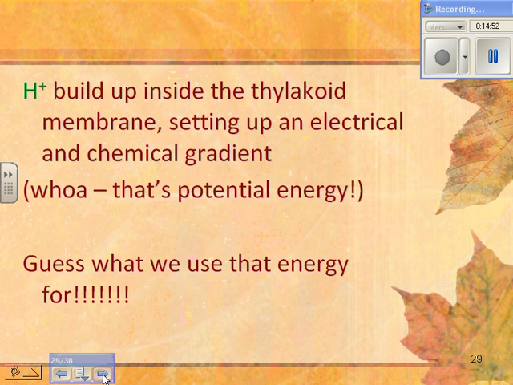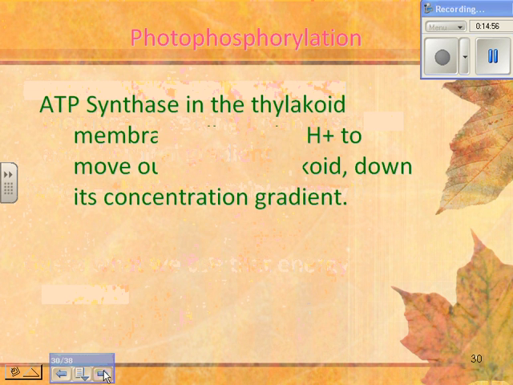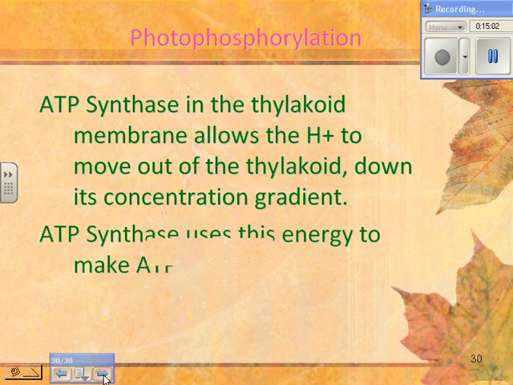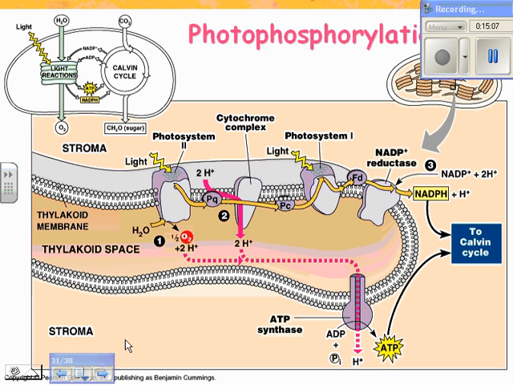So guess what we use that for? We use that potential energy to make ATP. So ATP synthase in the thylakoid membrane allows the hydrogens to move out of the thylakoid down its concentration gradient. ATP synthase uses this energy to make ATP. So here you are making ATP.